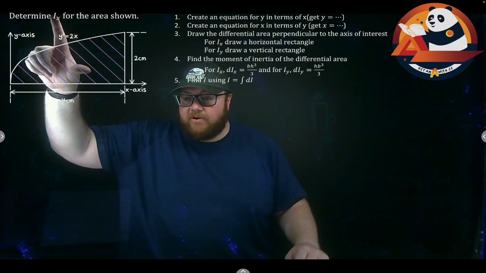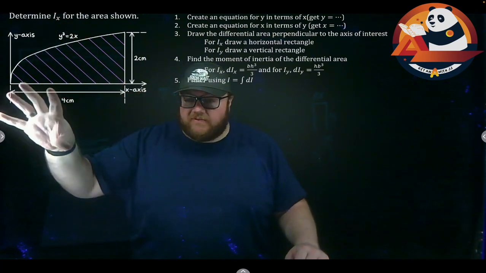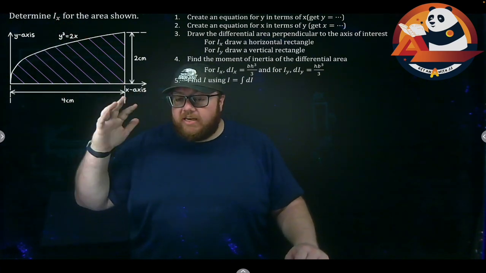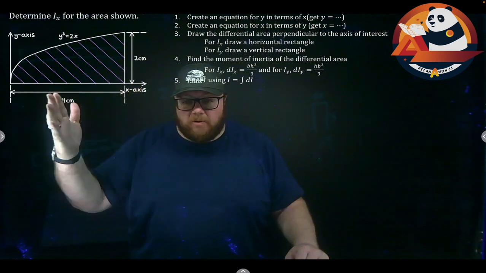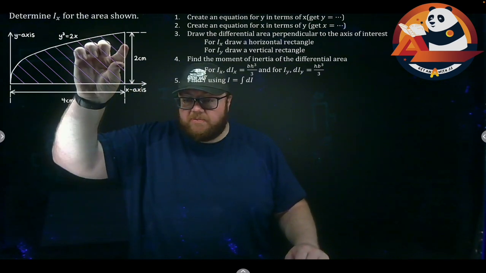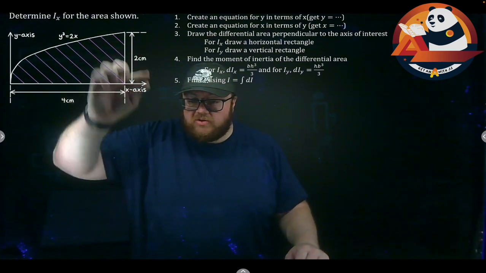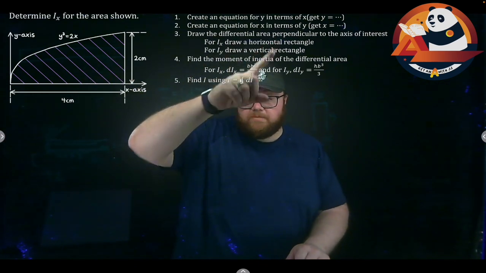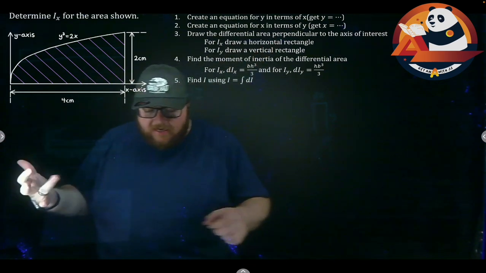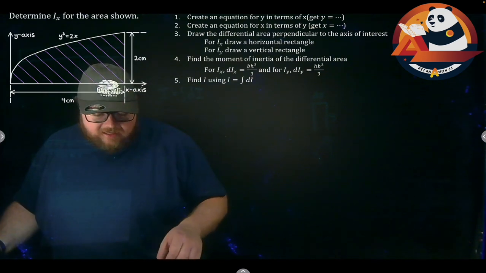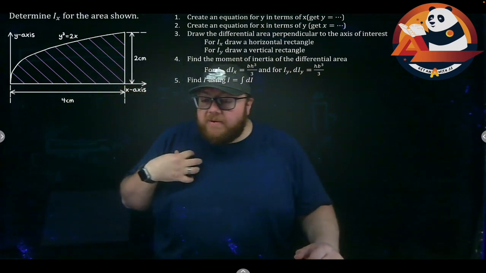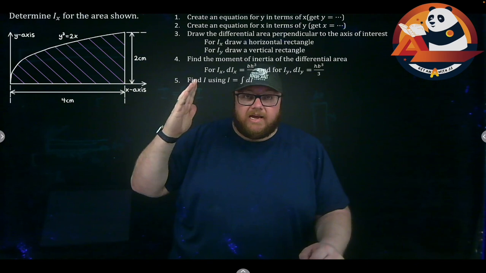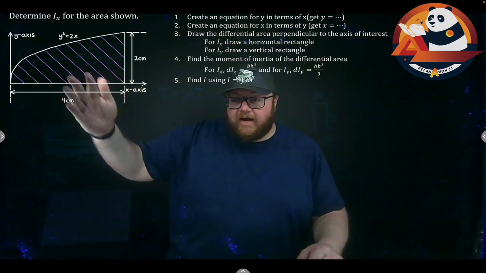Let's tackle an example problem. So we're going to find Ix for this area. We did this using a differential strip that went parallel to our axis of interest. We put in a rectangle going this direction. In the previous video, we did that. Now we're going to do this using an area that goes perpendicular to our axis of interest. Sometimes it's a lot easier for us to deal with. For this method to work though, that differential strip has to be sitting on our axis of interest.